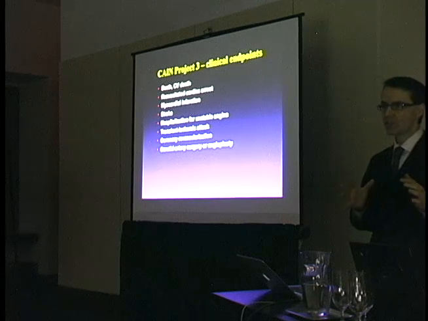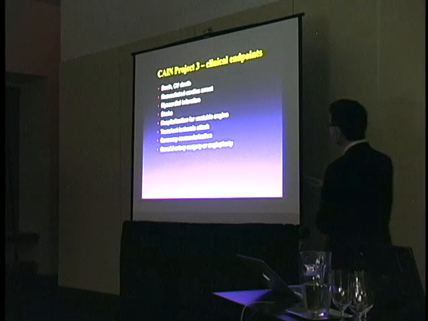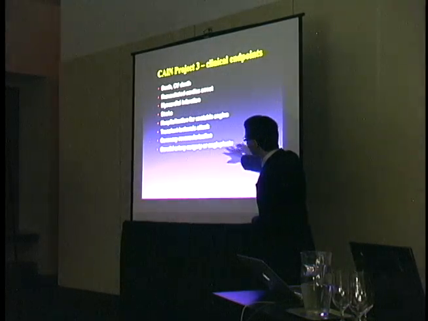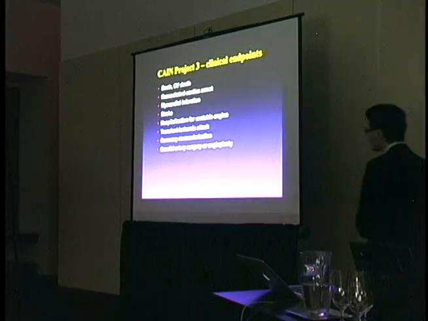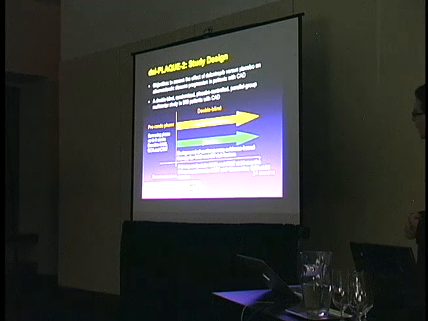I said we're trying to link imaging, both in the coronary circulation and the carotid circulation, with future outcomes. So we're looking pretty much at all vascular endpoints you can imagine, up to 5 years. So death, MI, stroke, unstable angina, TIAs, revascs, and surgical revascularizations.